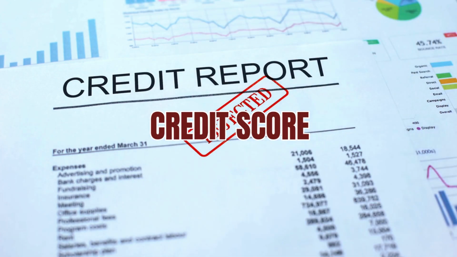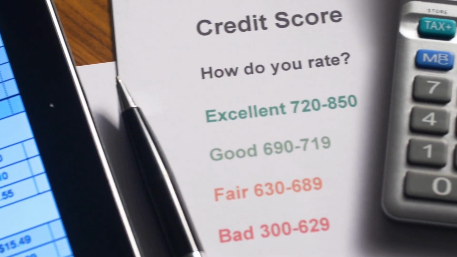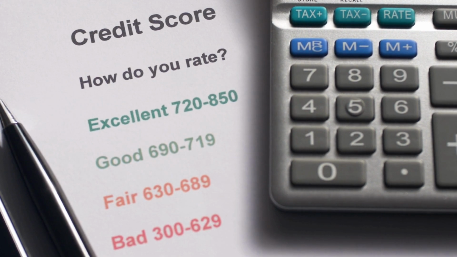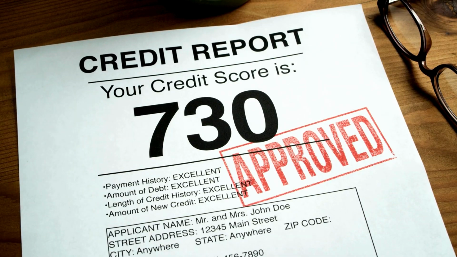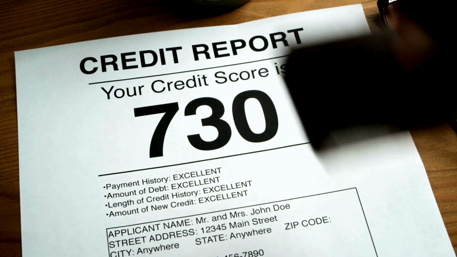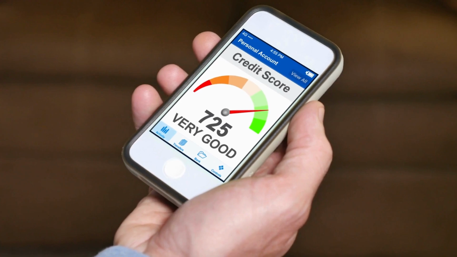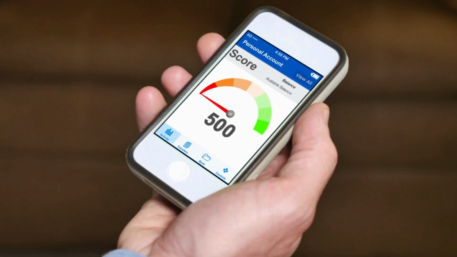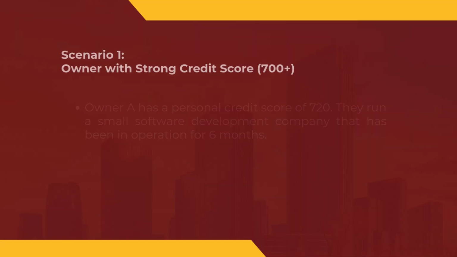And number five is the owner's credit score. If the business is relatively new or lacks credit history, the owner's personal credit score is used to assess the risk. A strong credit score of 700 and above can lead to favorable terms, while a lower score below 600 may result in higher fees or a denial of the merchant account.